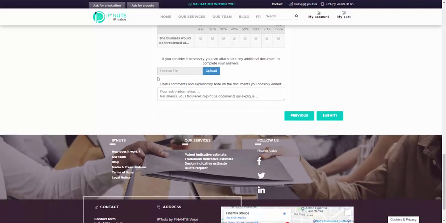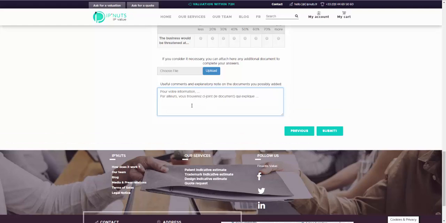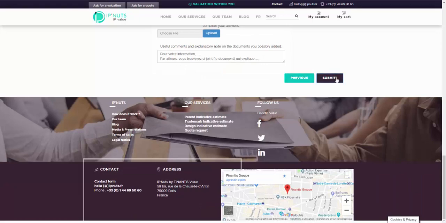Then we are almost done. If you want to add any document that can help or complete your answers, you can do this here by uploading any document you think is necessary for a better understanding on our part. And here you can specify any free note that you want to add to make our work easier, maybe to better understand your answers, or maybe you have some doubts about an answer you have completed earlier. You can express yourself here. Okay, when you are done, you click on submit.